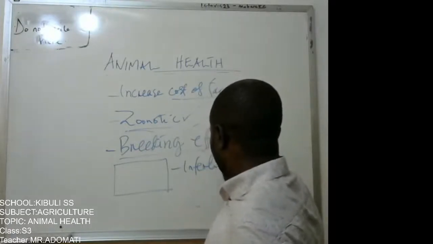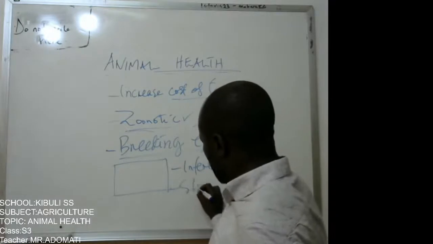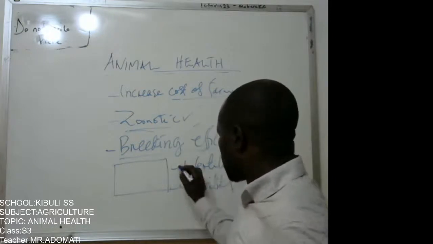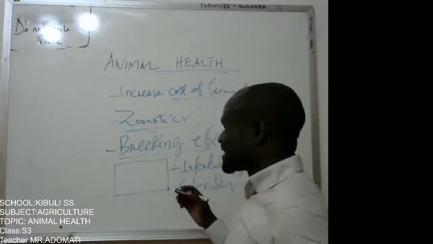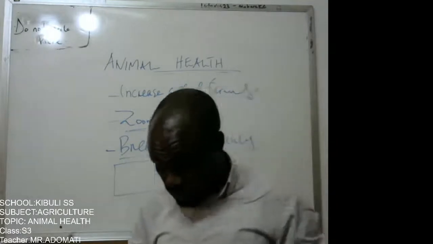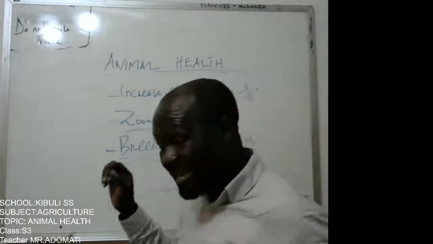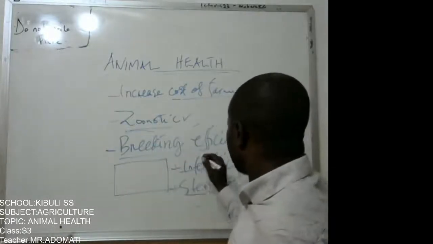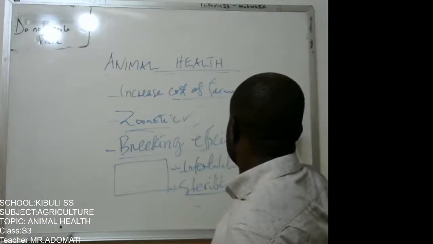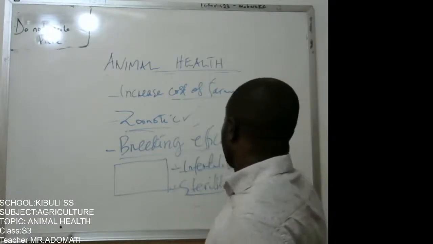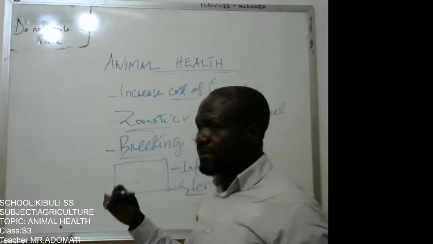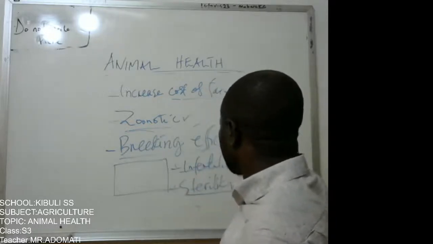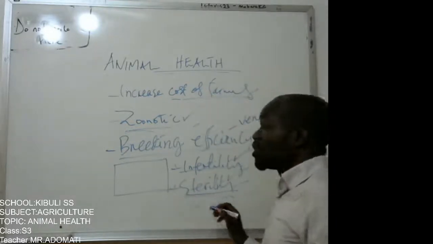I hope you remember what infertility is. Then there's what we call sterility. Remember, we said infertility is temporary inability of an animal to reproduce, while sterility is permanent inability of an animal to reproduce. So, the venereal diseases, those diseases that are spread through mating, have a serious effect on the breeding efficiency, the ability with which animals can reproduce and multiply, because they end up lowering the fertility and sometimes even cause sterility.